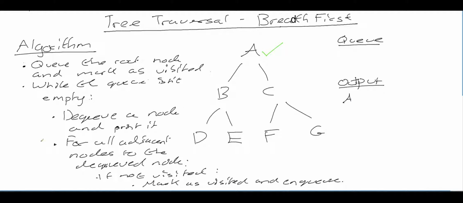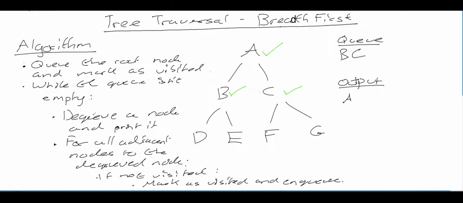Next, for all of the adjacent nodes to the dequeued node, we do these steps. If the adjacent node is not visited, we mark it as visited and we queue it. The adjacent nodes to A that we've got are B and C, and neither of them are visited, so we have to mark them both as visited and queue them. So we're going to start with B, mark it as visited, and add it to the end of our queue. Then C is the other node that is not visited and adjacent to A, so we mark it as visited and add it to the end of our queue.